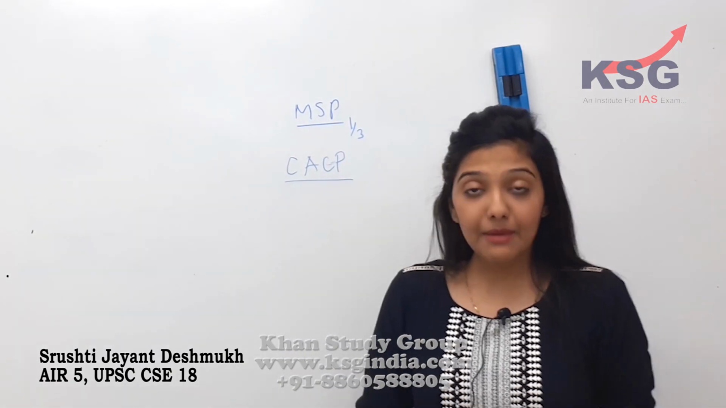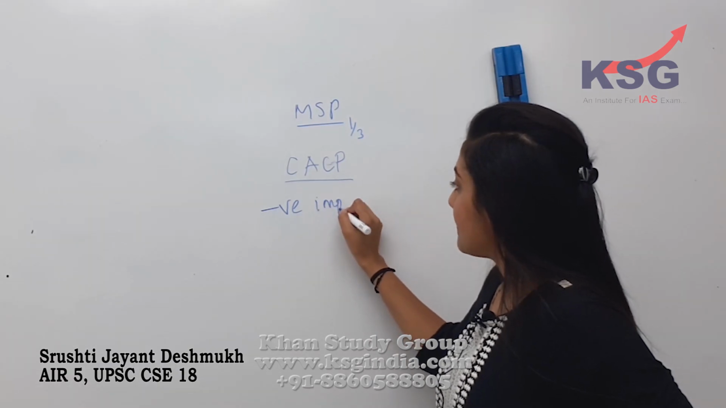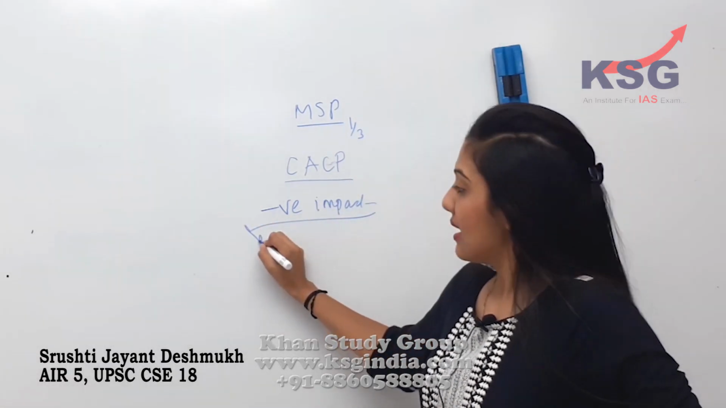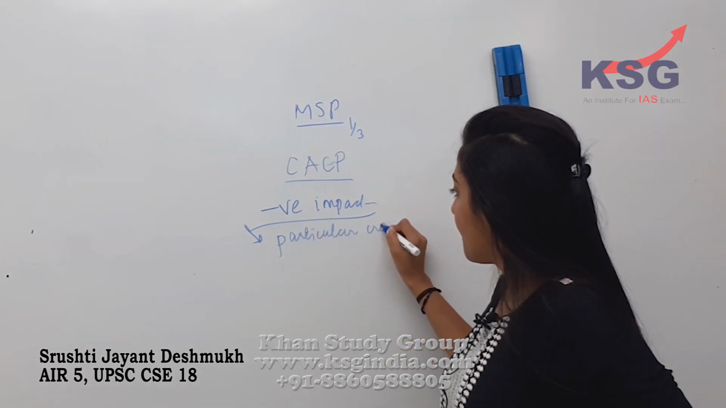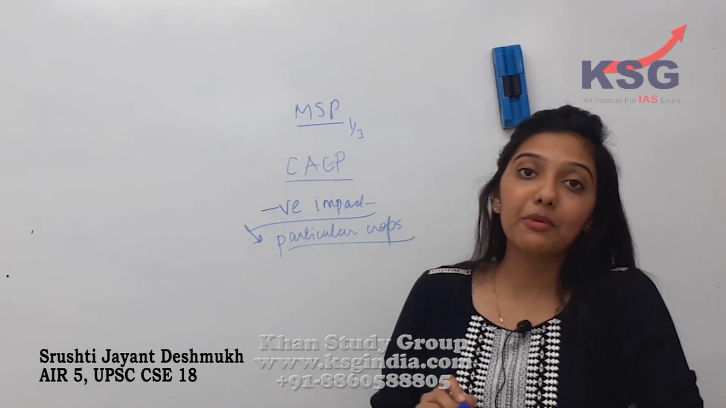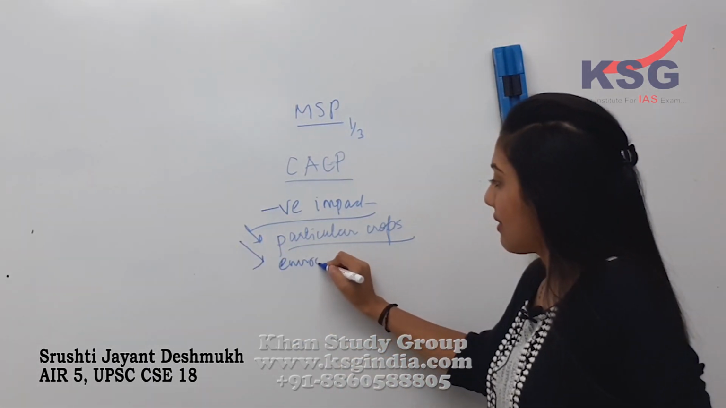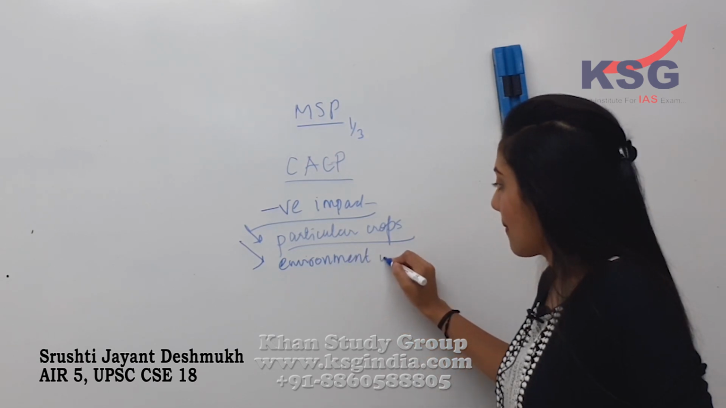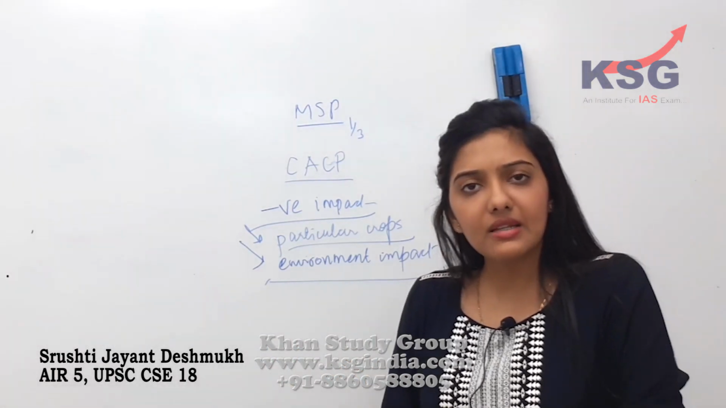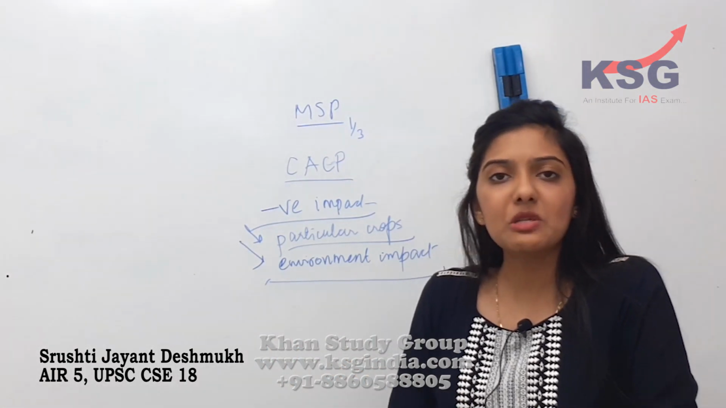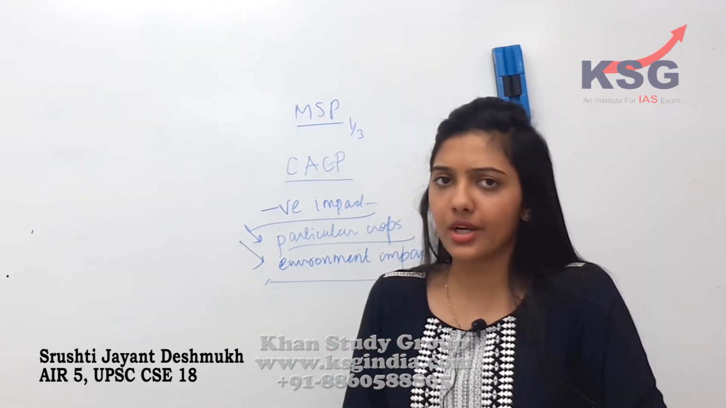So at the end, before ending the answer, I also mentioned the negative impact, that due to MSP some particular crops are only being produced, and how it is also harming the environment. These are some of the negatives. So we should also be recognizing that MSP is not a one-stop solution, and there are also some loopholes in it. So that is what I tried to do.